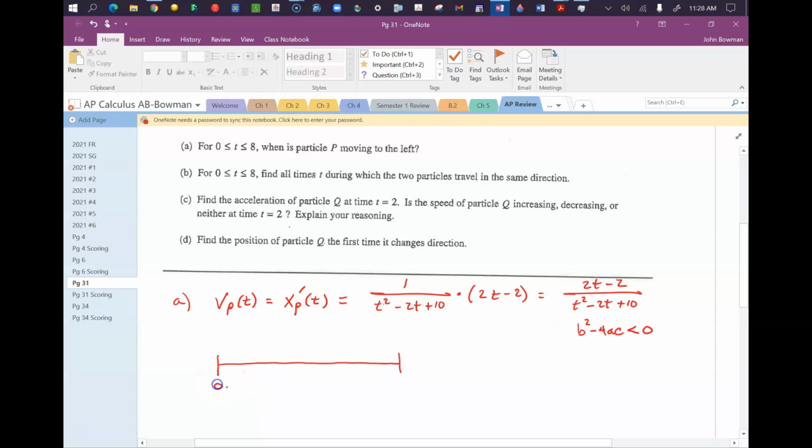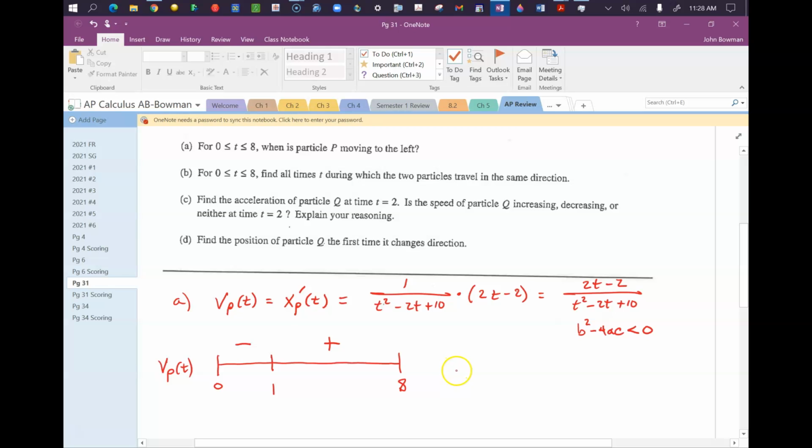So our sign chart has to include the endpoints of 0 and 8, but we're only going to have a sign change where the numerator changes sign, and the numerator, 2t minus 2, is 0 at t equals 1. So I'm going to label this as vp of t, and that's the sign chart. Now we just have to fill it in. Pick a value between 0 and 1, like 1/2, put it in the numerator, and you get a negative result. A negative divided by a positive is a negative. Pick a number between 1 and 8, like 4, put it in the numerator, divide it by a positive denominator, and you have a positive result.